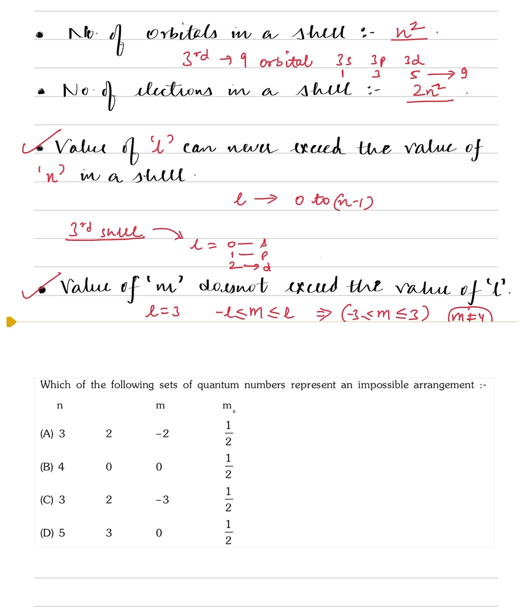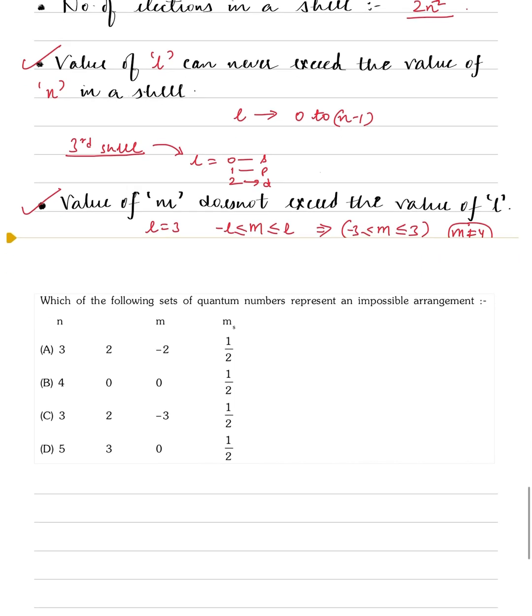So by using these points only, the question given at the bottom is for you to solve. The question says: which of the following sets of quantum numbers represents an impossible arrangement? So you have to tell which of these arrangements are not possible for the proper address of an electron. By understanding and solving this question yourself, we will conclude this lecture, we will conclude this video.